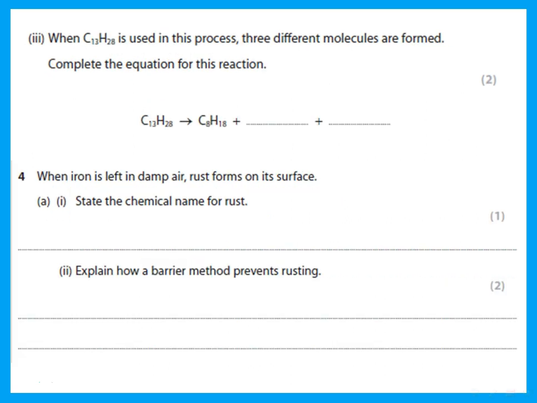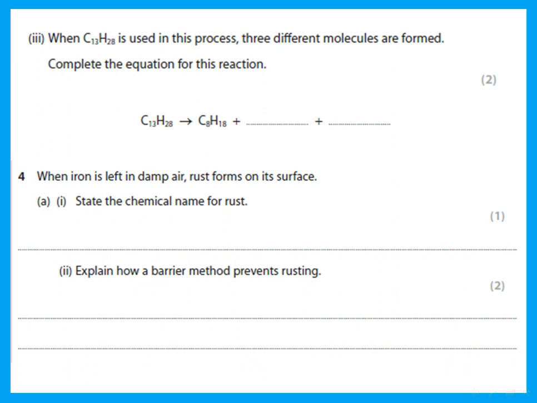Then he says when C13H28 is used in this process, so we're still talking about cracking, 3 different molecules are formed. Please read the instructions carefully. He's saying 3 different. Now complete the equation for this reaction. You remember that when we're doing cracking, the total number of carbons before the arrow should be equal to the total number of carbons after the arrow, and the same for hydrogen. So before the arrow, we have 13 carbons. That means after the arrow, I want a total of 13 carbons. Now he already has 8.